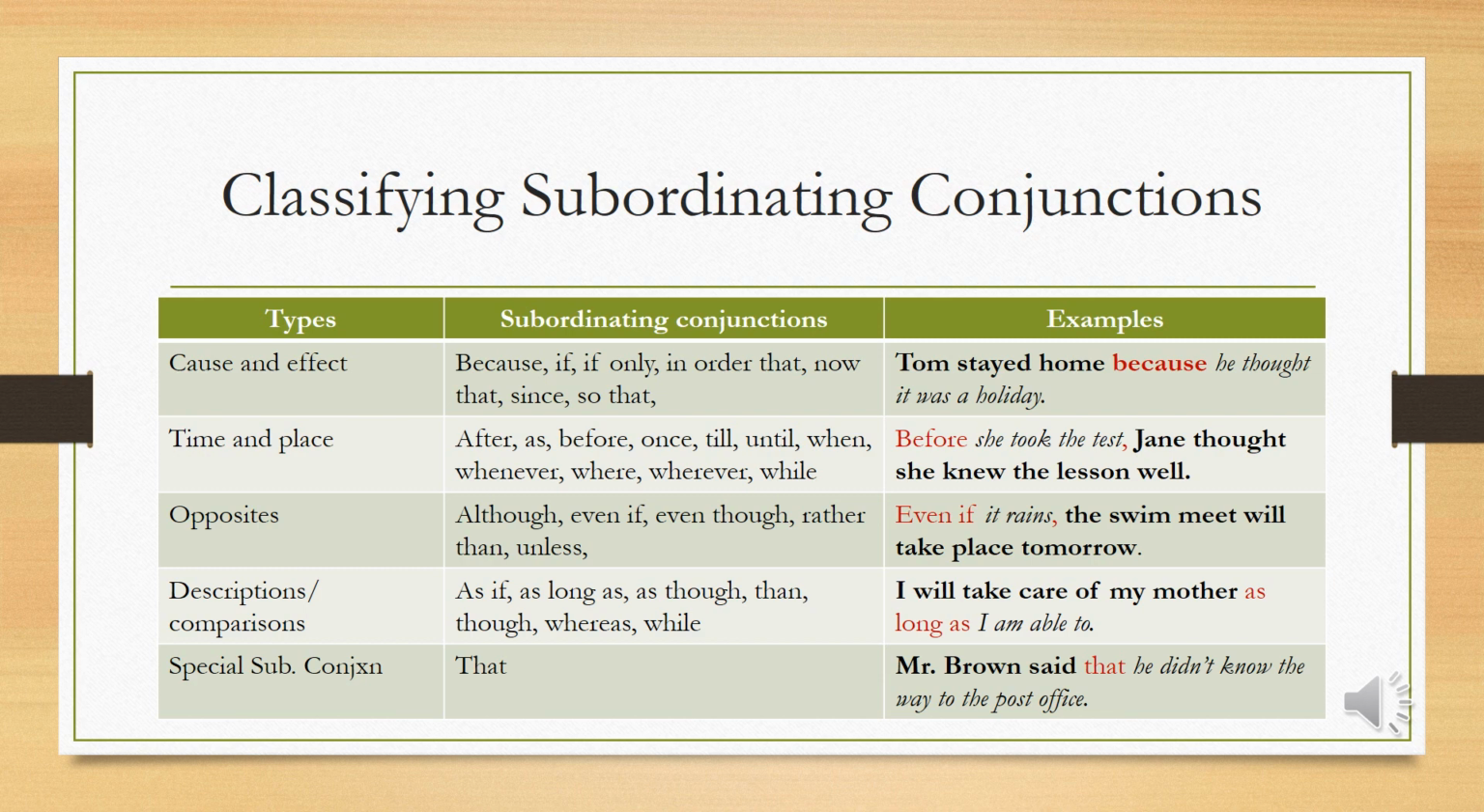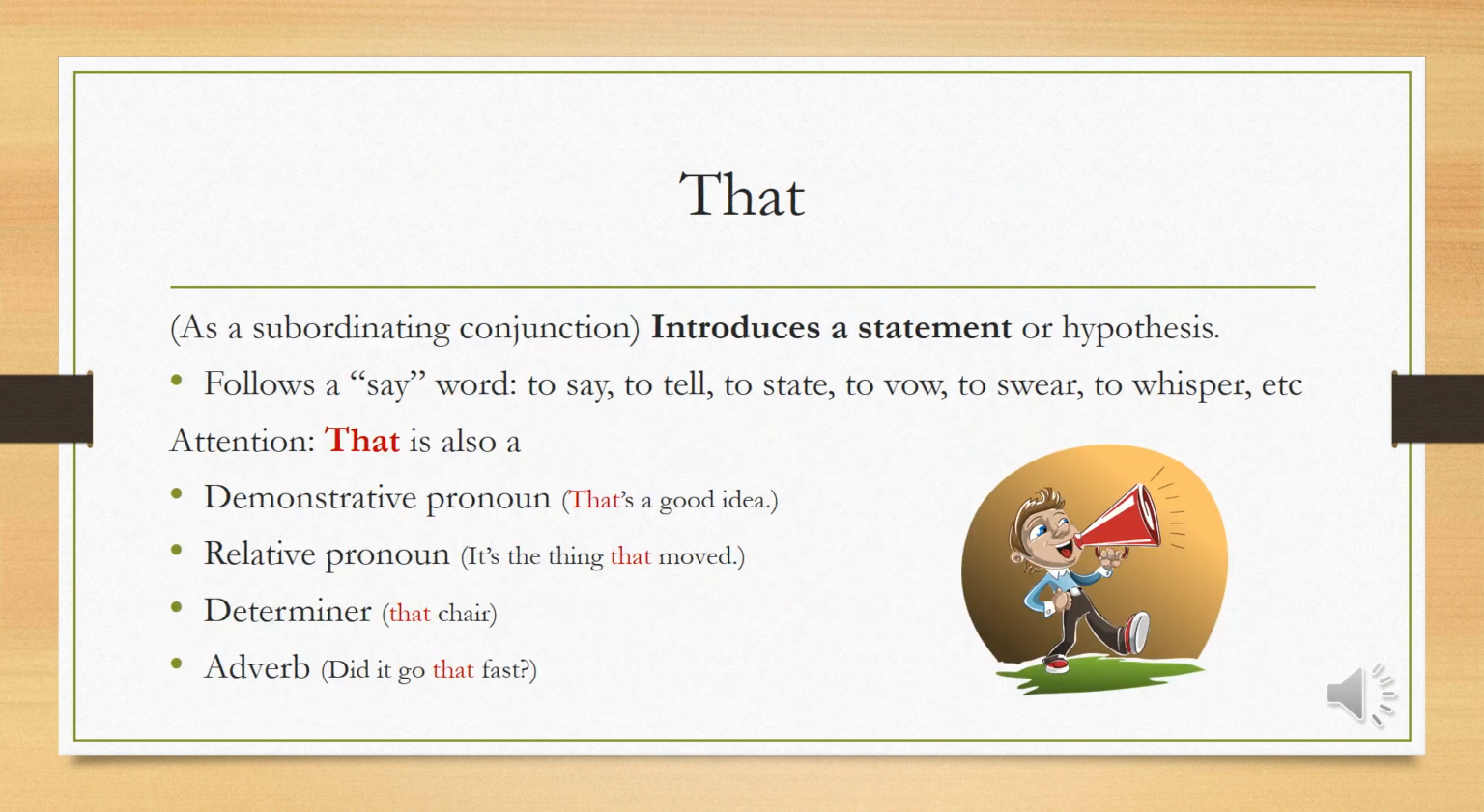Then finally we come to a very, very special conjunction. So I'm going to call it the special one. And it is the conjunction that. For example, Mr. Brown said that he didn't know the way to the post office. Now, that is very commonly used, so we need to talk a little bit more about this.